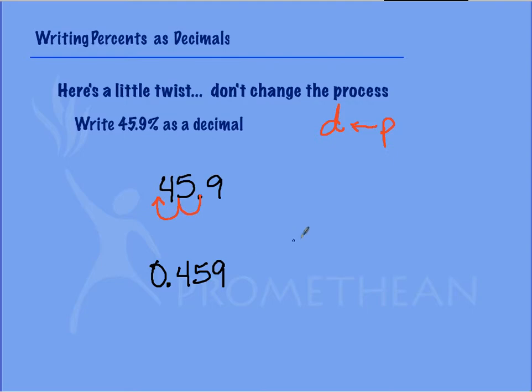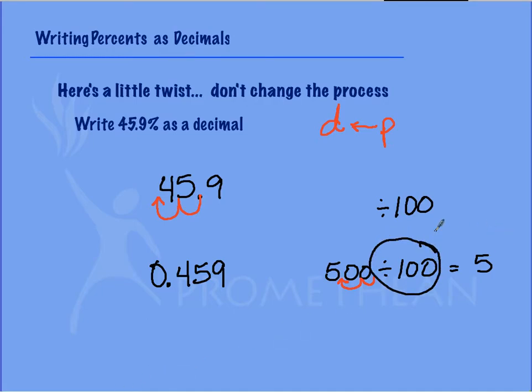Okay, but always follow this process. Just move it twice to the left. Because what you're doing is you're taking it and you are dividing it by 100. And remember, when you divide by 100, so let's take 500 and divide it by 100. And we know that that gives us 5. Well, what we did is we took that decimal and we moved it once, twice to the left. So anytime you're moving the decimal, you're dividing by a power of 10. So in this case, all the time with percentages, we're dividing by 100.